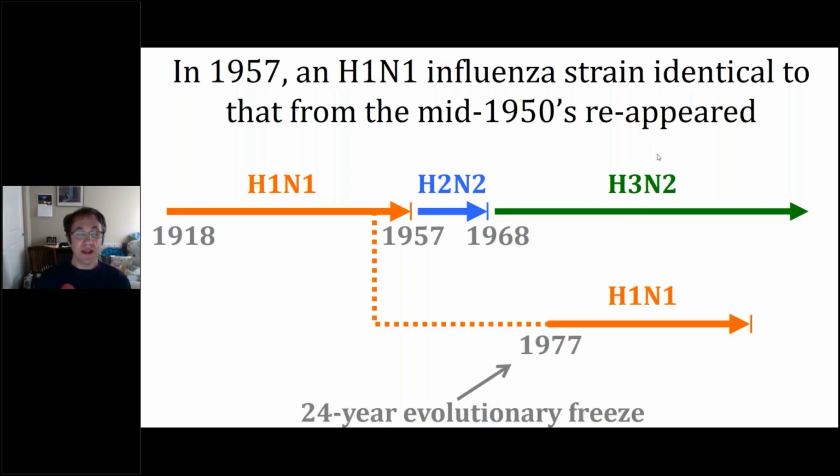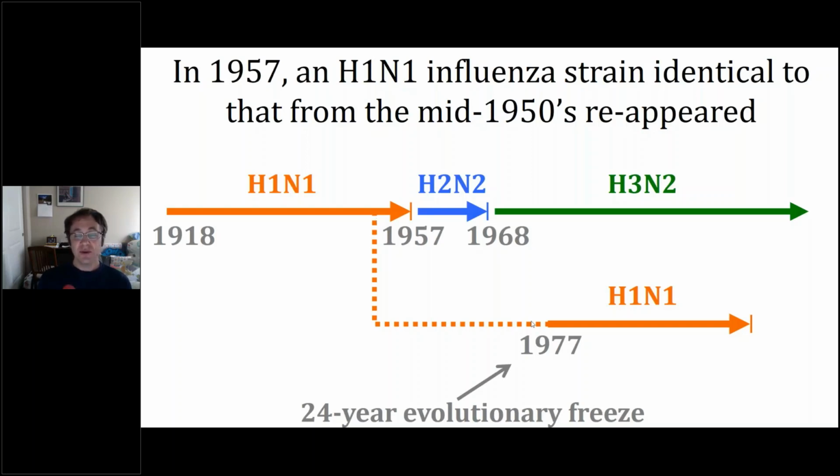But something else interesting happened. In 1977, there was what was called the Russian flu pandemic, and this was a reemergence of an H1N1 strain that was genetically identical to the strain that had been present in about 1954. So very unusually for influenza, this virus had been in about a 24-year evolutionary freeze. And it's believed that this virus was somehow accidentally reintroduced from a sample that had been frozen in the mid-1950s.